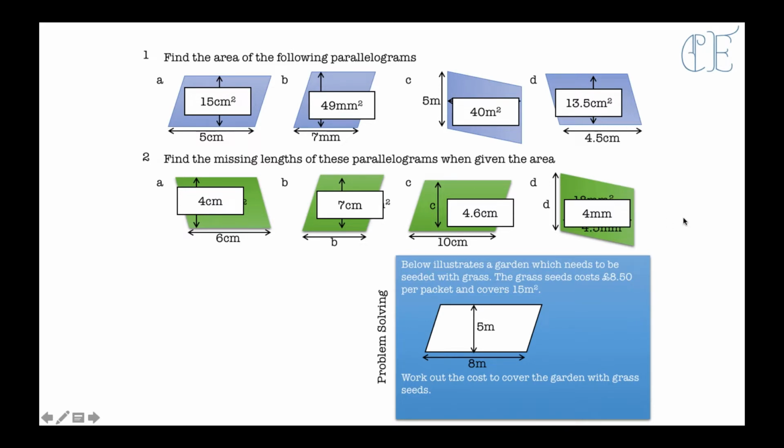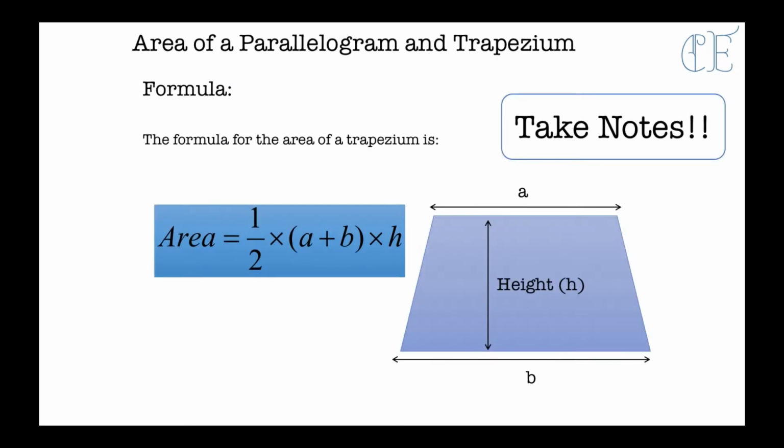And finally, below illustrates a garden which needs to be seeded with grass. The grass seeds cost £8.50 per packet and covers 15 metres squared. Work out the cost to cover the garden with grass seeds. Okay, so we know that our area is 40 metres squared, which means 40 divided by 15 is less than 3. So it's 2 point something. So we'll have to buy 3 packs. 3 packs at £8.50 each is £25.50. So well done if you got that one right.